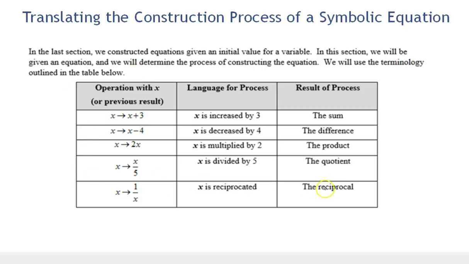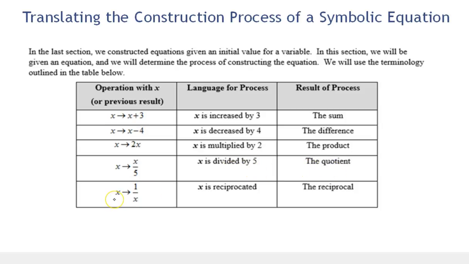This table is in your media lesson packet. If we're starting with x or some previous result, and we want to add 3, going from x to x plus 3, we will describe this process as x is increased by 3, and we will call the result of the process the sum. Notice we have all of the different operations. For subtraction, we say decreased by, and we call the result the difference. For multiplication, we say is multiplied by, and we call the result the product. For division, we say is divided by, and we call the result the quotient.